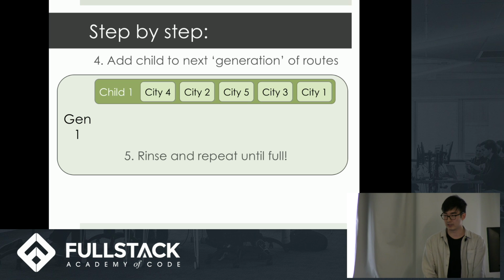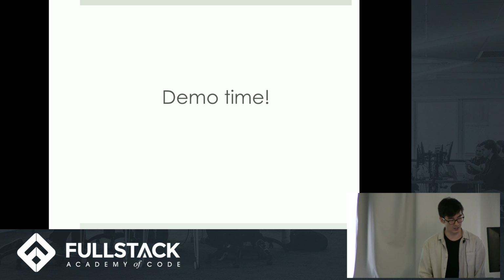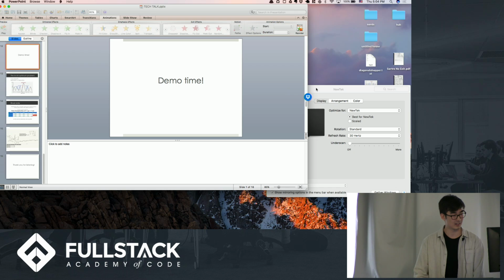And that's about it to create a child. We place it in the next generation and rinse and repeat until we have a new generation that was the same size as the old one. And hopefully, if we've constructed our algorithm right, over time, we're hoping that our algorithm will generate fitter and fitter generations. So let's take a look at what this looks like in practice.